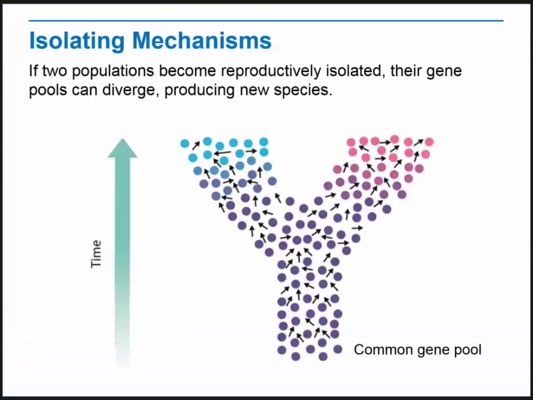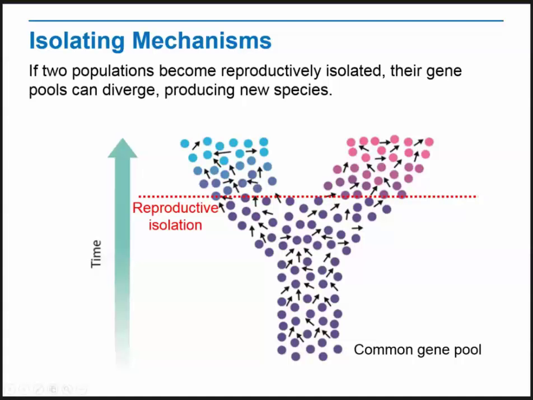A species is a population or group of populations whose members interbreed and produce fertile offspring. Interbreeding permits any genetic change that occurs to spread throughout populations of a species. If some members of a population stop breeding with other members, the species gene pool can split, as shown in the figure.